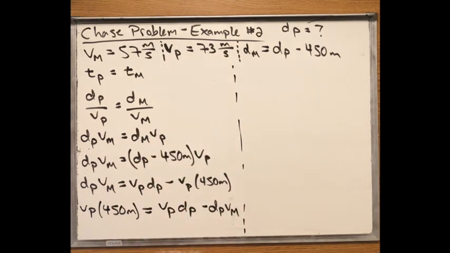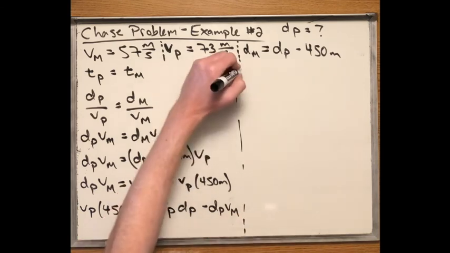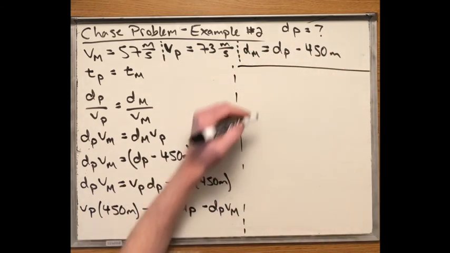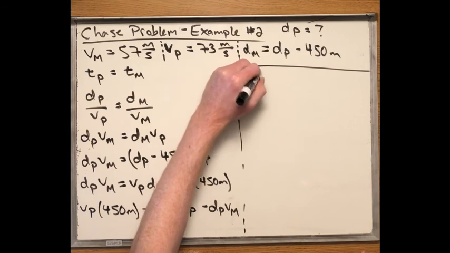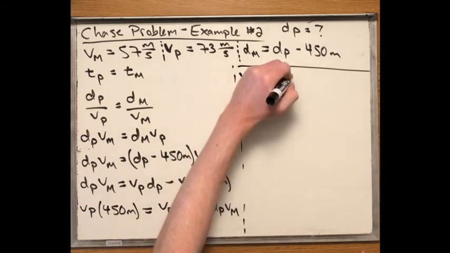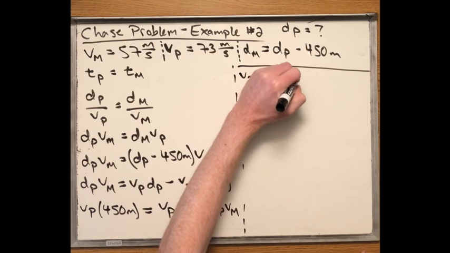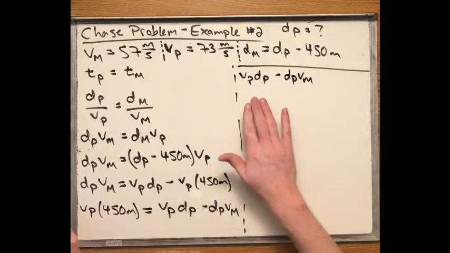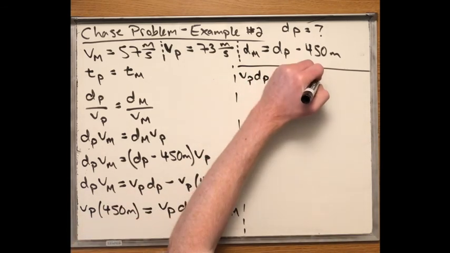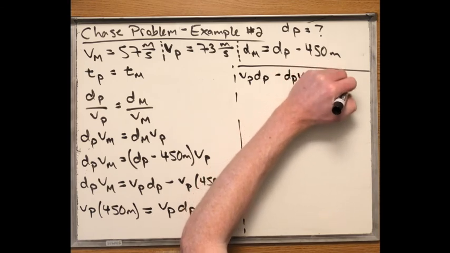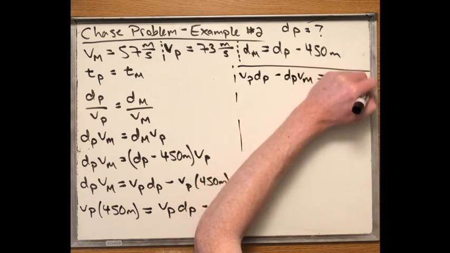Okay. Now, I'm just going to switch the order of these because I like to have the thing I'm solving for on the left-hand side. And I'm going to factor it out. But I'll just rewrite this up there first so I don't lose anybody. So I have VP dP minus dPVM, which is the part of this that looks weird because they're together and then they're separate. Don't let that confuse you. And then we have VP times 450 meters.